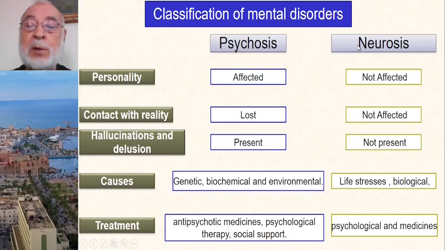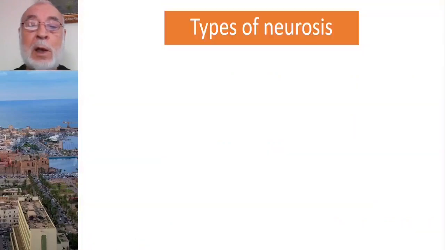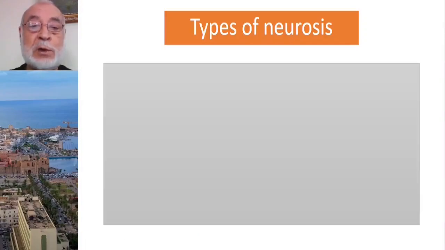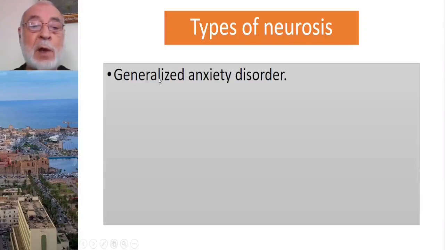So now we'll talk about the different types of neurotic illnesses, different types of neurosis. The very first type, which is well known, is known as generalized anxiety disorder. Generalized anxiety disorder, which is known in abbreviation as the GAD disorder.